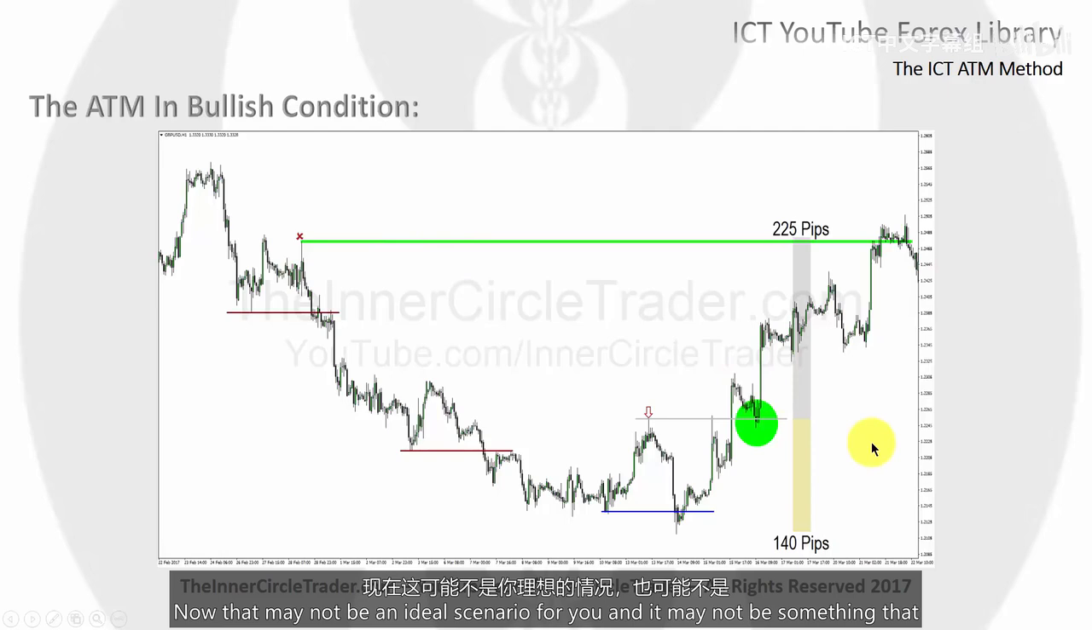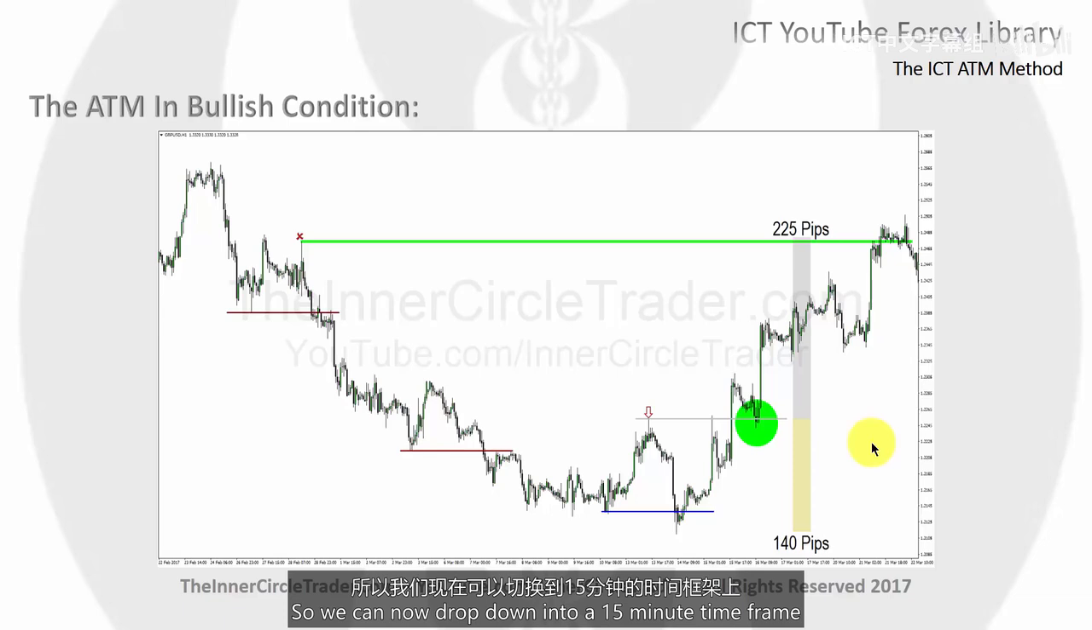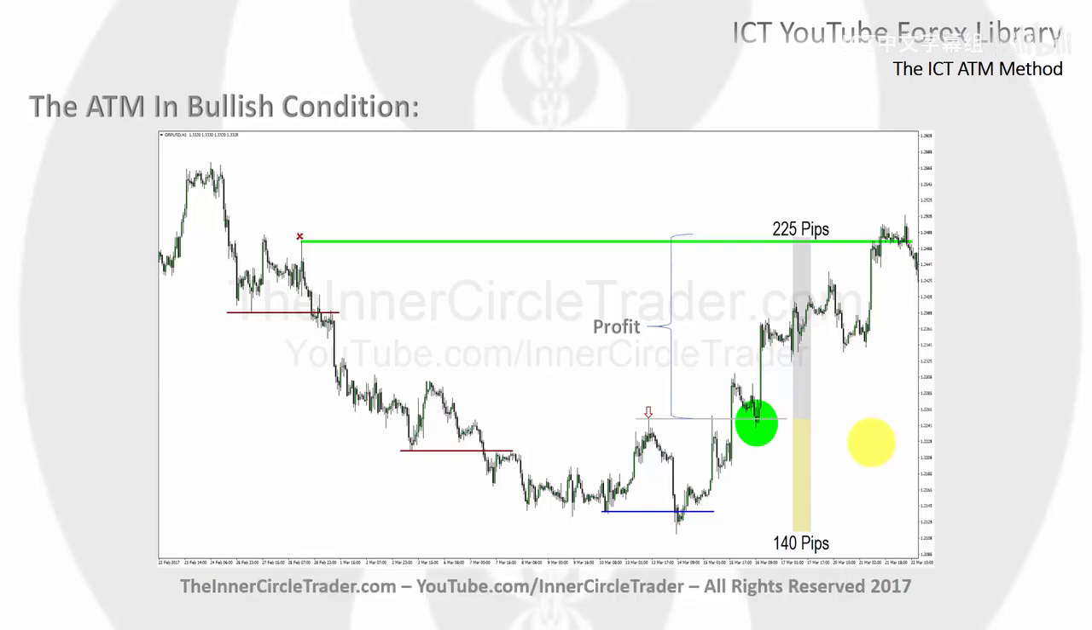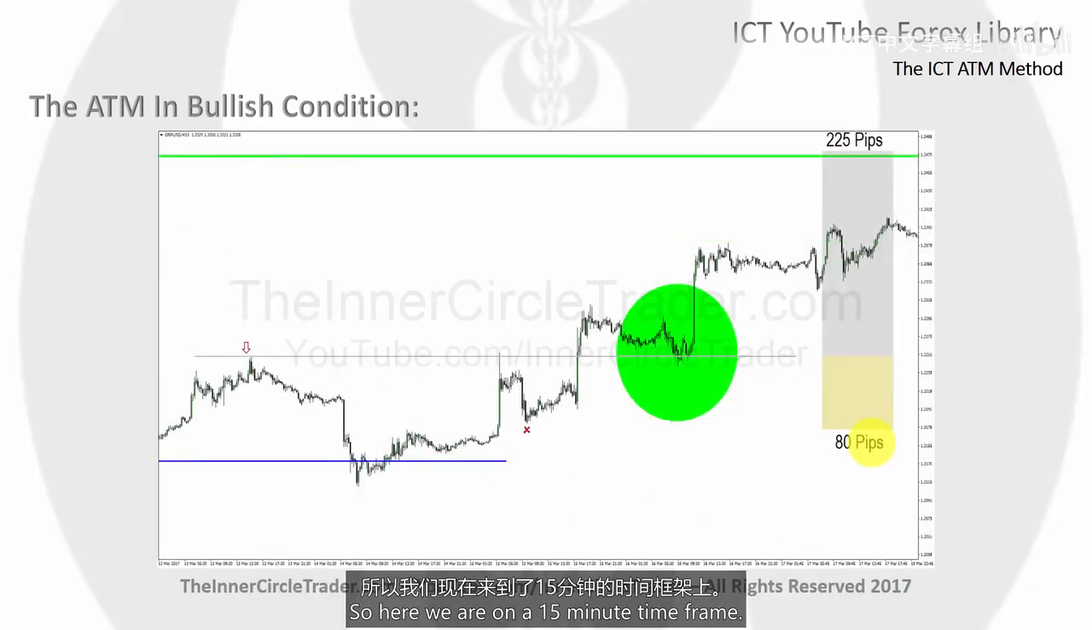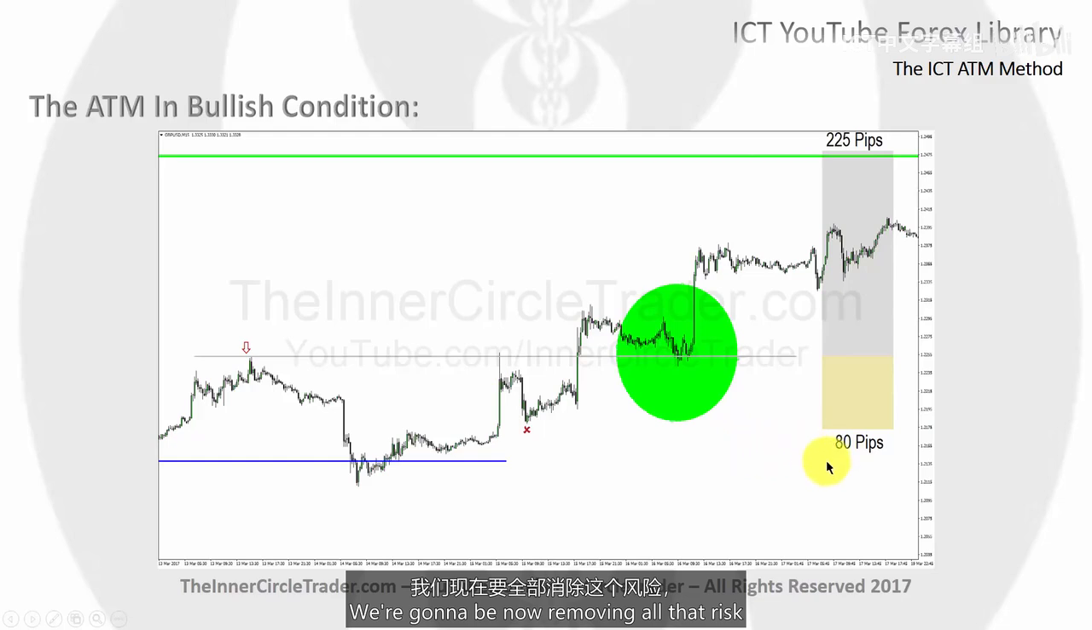Now, that may not be an ideal scenario for you, and it may not be something that fits your risk appetite. So we can now drop down into a 15-minute time frame and try to get that same 225 pips with a little bit lower stop loss. So here we are on a 15-minute time frame. I've zoomed in here in that same little area of looking to be a buyer. We're going to be now removing all of that risk down to 80 pips.